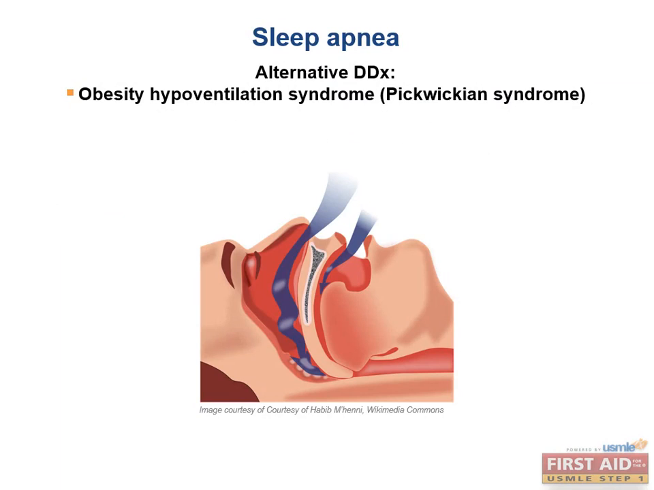The arterial blood gas in a patient with OSA is usually normal. However, if you have obesity hypoventilation syndrome, you'll have daytime hypercapnia with a PaCO2 of greater than 45 millimeters of mercury.